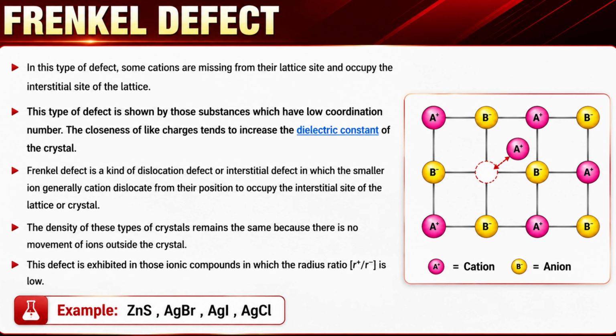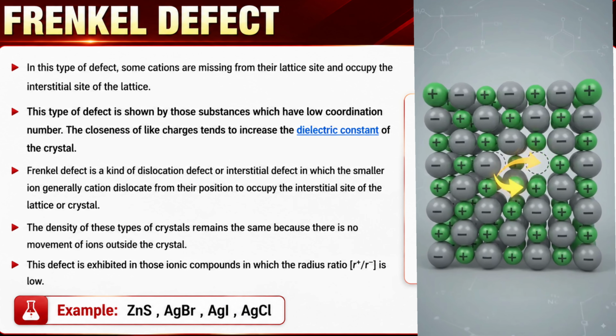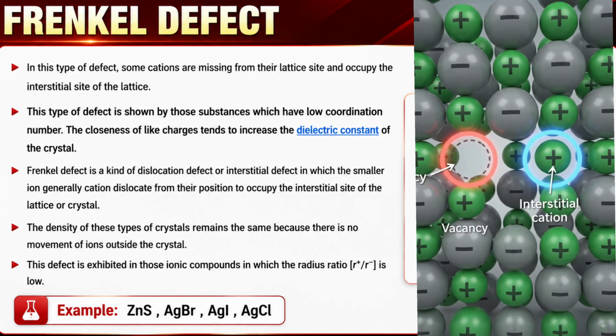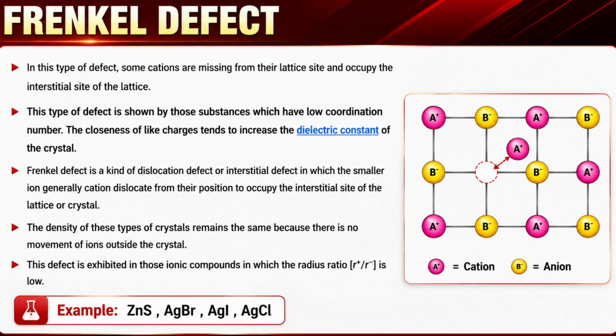In Frenkel defect, some cations are missing from their lattice site and occupy the interstitial site of the lattice. This type of defect is shown by those substances which have low coordination number. The closeness of like charges tends to increase the dielectric constant of the crystal. Frenkel defect is a kind of dislocation defect or interstitial defect in which the smaller ion, generally the cation, dislocates from its position to occupy the interstitial site of the lattice or crystal.